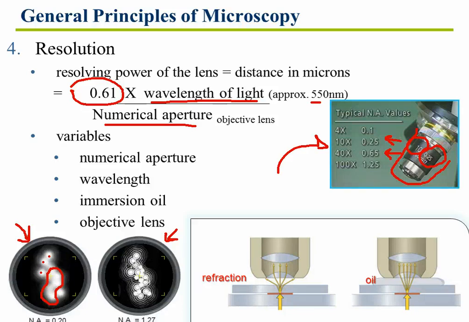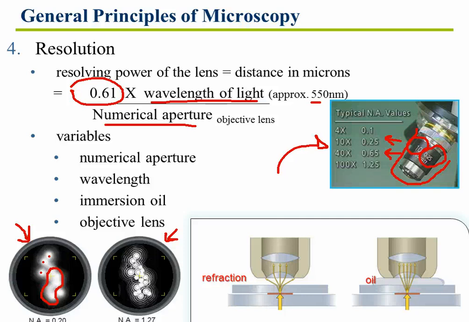You can magnify something big, but it could be blurry, no matter how much you magnify it. So a good microscope has both magnifying qualities and good resolution qualities. Now look at your numerical aperture. It's 0.65. It's a higher, larger number.